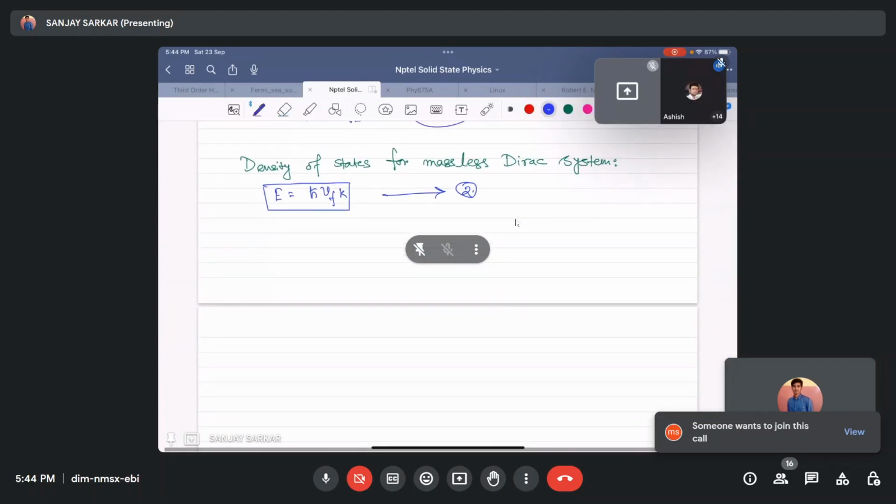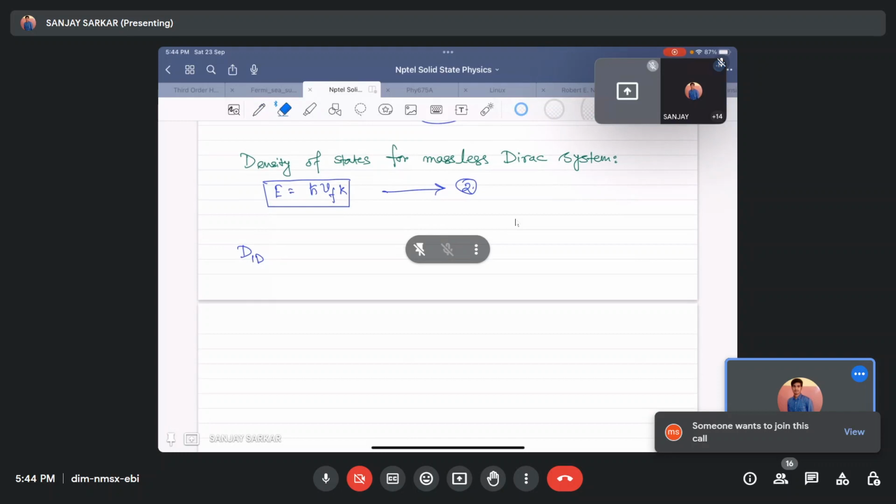No, sir, I am calculating. Yeah, sure. So I am writing the answer. You can check. For 1D this will be g bar by pi into 1 by h bar vf. So you can see that this is actually independent of energy. It is proportional to E to the power 0, so this is actually constant.